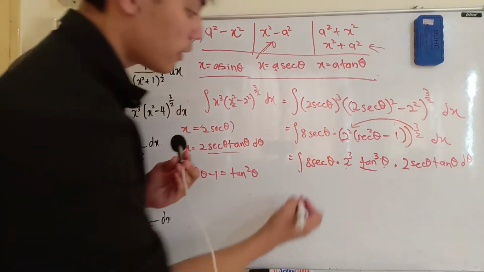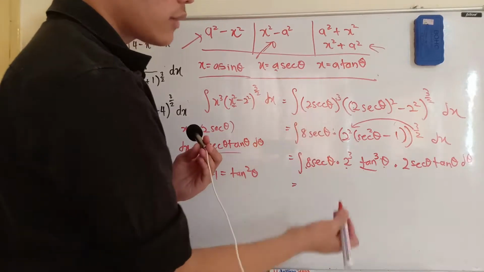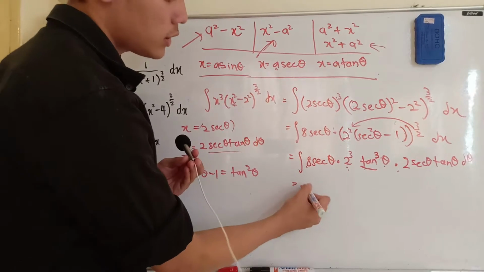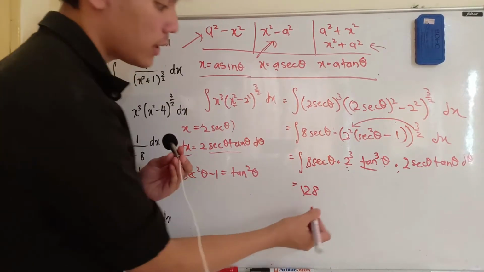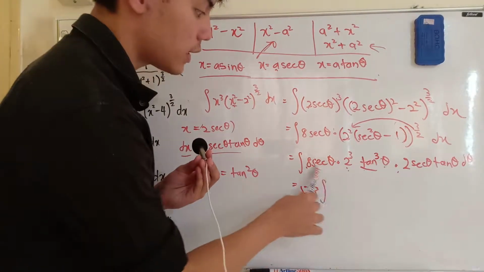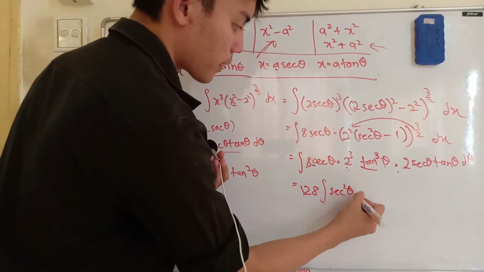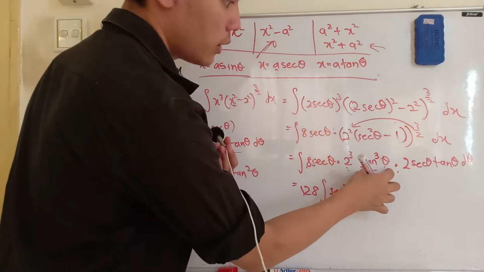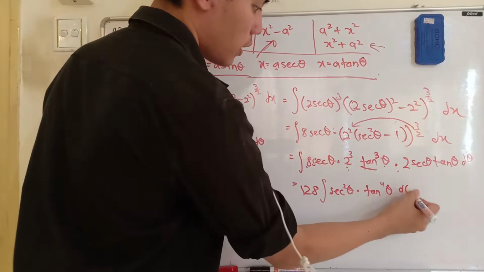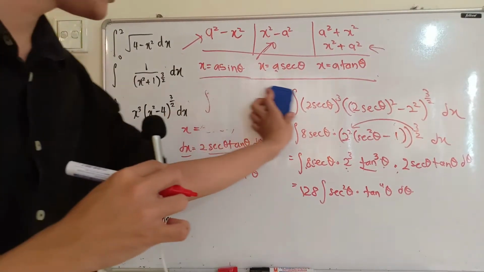Then here 8 times 8 is going to be 64. 64 times 2 is going to be 128. So just bring the constant out here. Here you're going to have secant with secant, so secant square, and then tangent with tangent power 4 d theta. After that, I'm just going to erase this part.